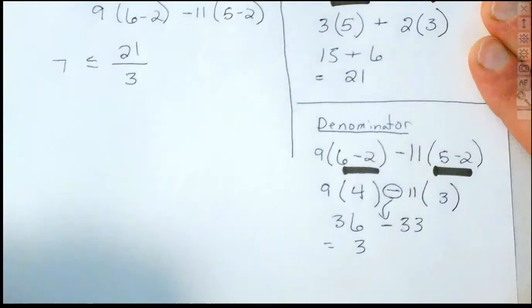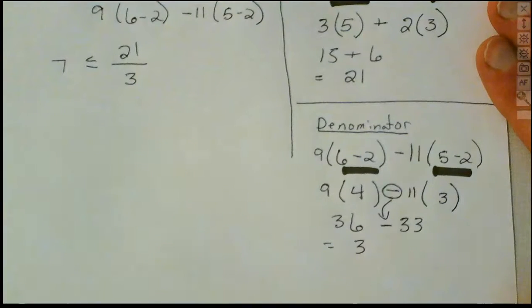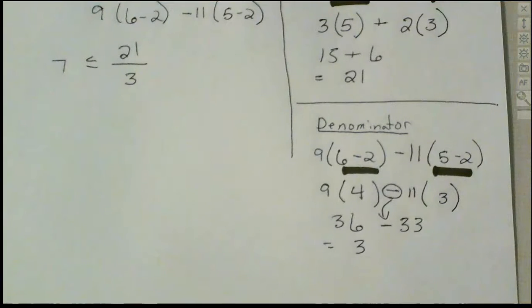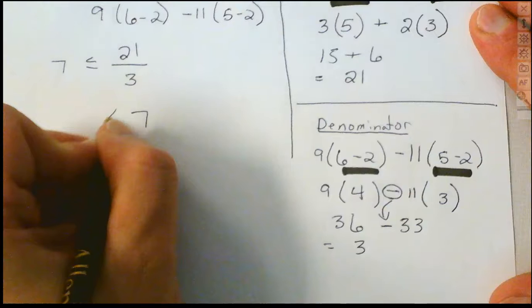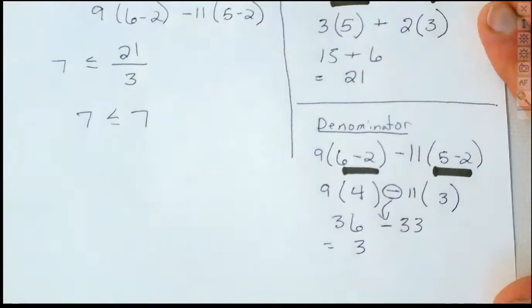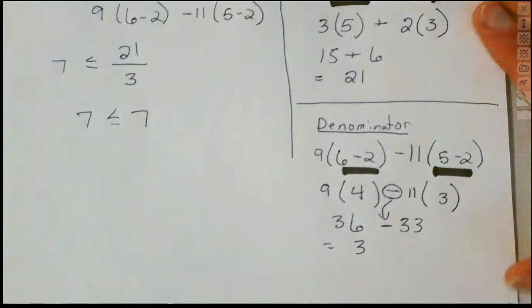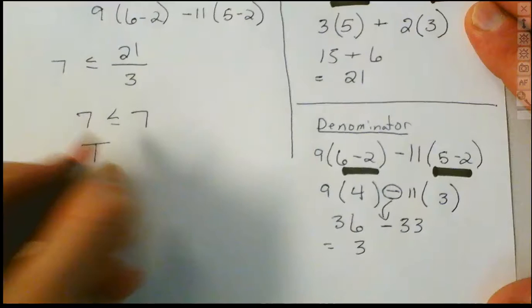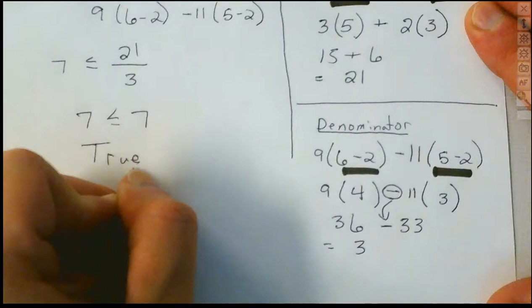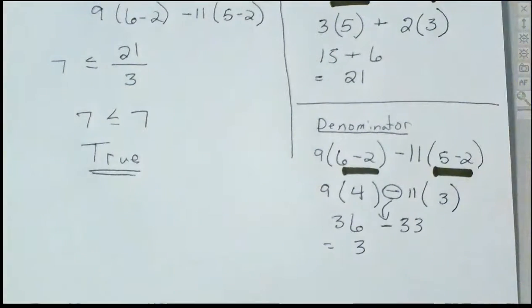And now we can finish out and answer the question if this is going to be true or false. Well, 21 divided by 3 is a 7. And is 7 less than or equal to 7? Yes, because it does equal. So in this case, you work it out, and you should get your answer to now be true. Okay.